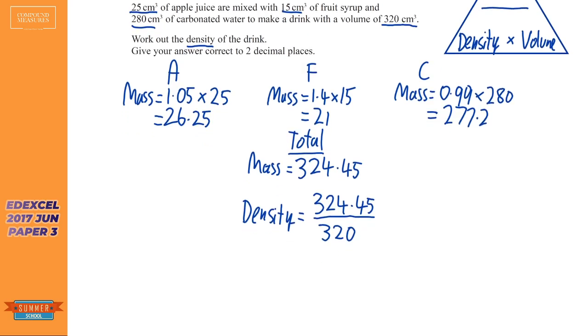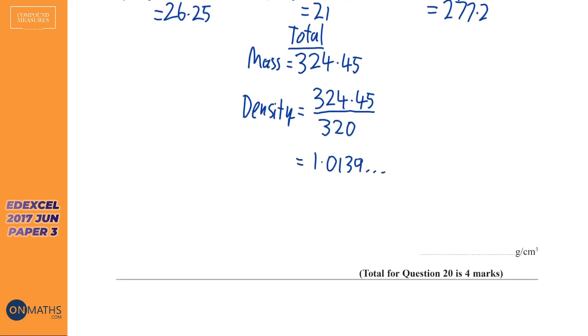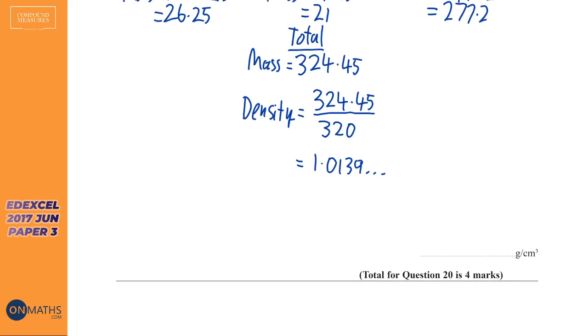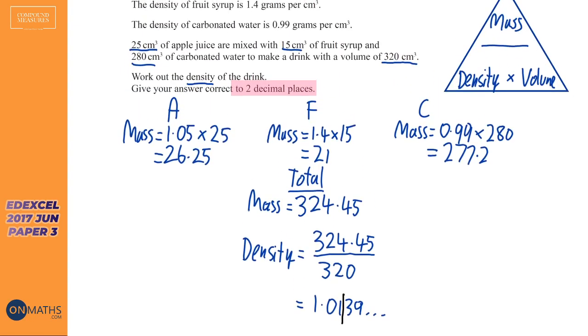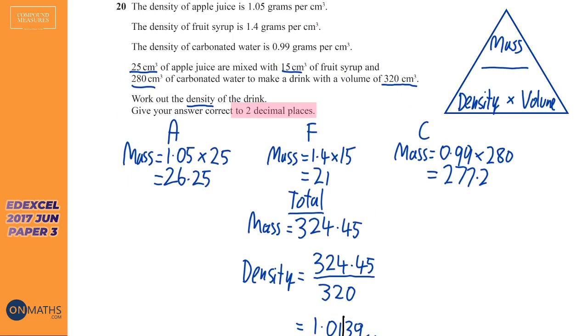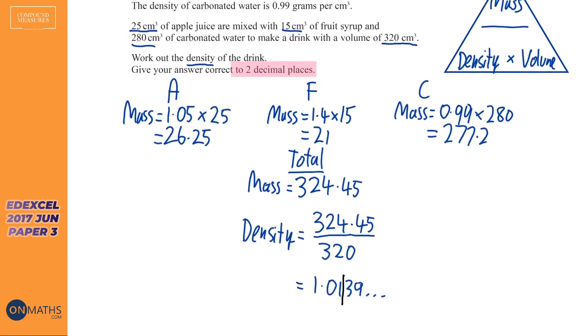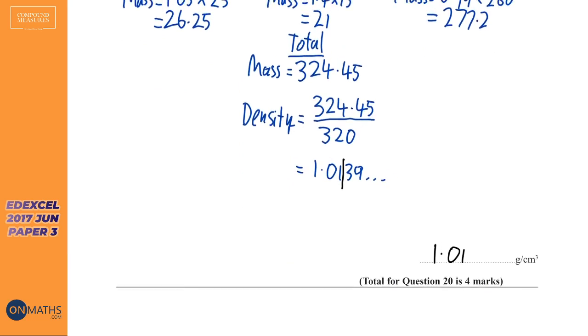And let's just scroll this down a little bit. So divide that by 320, and we get 1.0139 blah blah blah. Now the question does say for us to do it to 2 decimal places. Always check the question to see whether it says that, because if it says it, you need to do it. So to 2 decimal places, line goes down there. 3 won't move that 1 up, so it's just going to be 1.01 as our answer. So that looks quite complicated, that question, but actually it was just doing the same thing 3 times and just knowing that density formula. If you knew the density formula, the rest of it just follows. But for 4 marks, it's definitely worth doing.